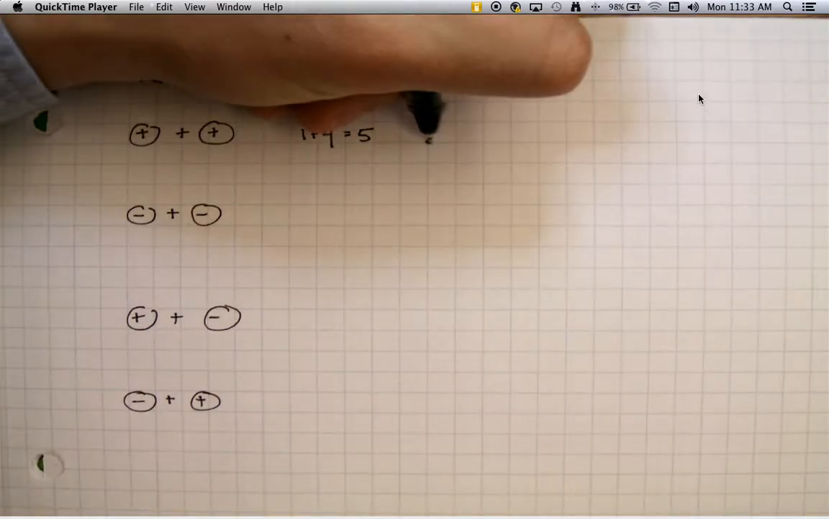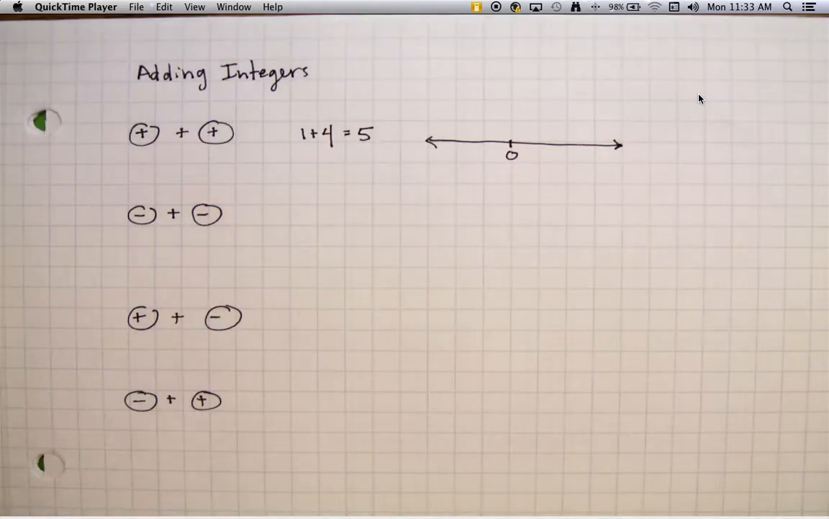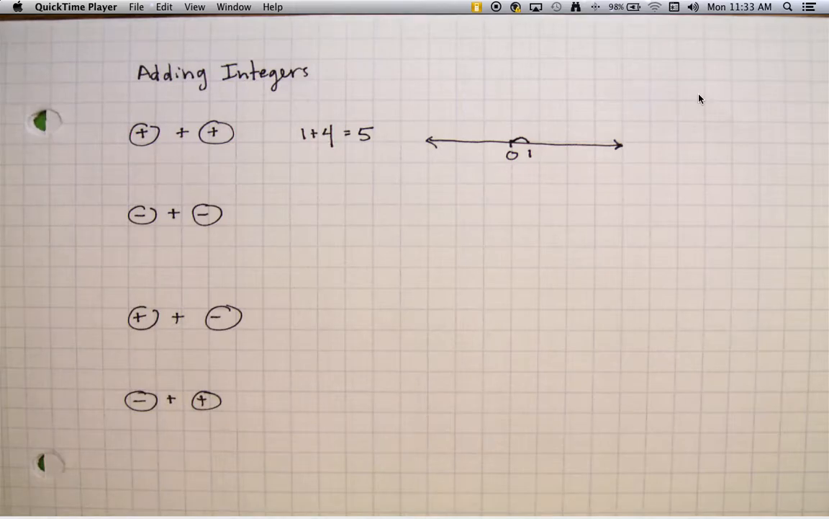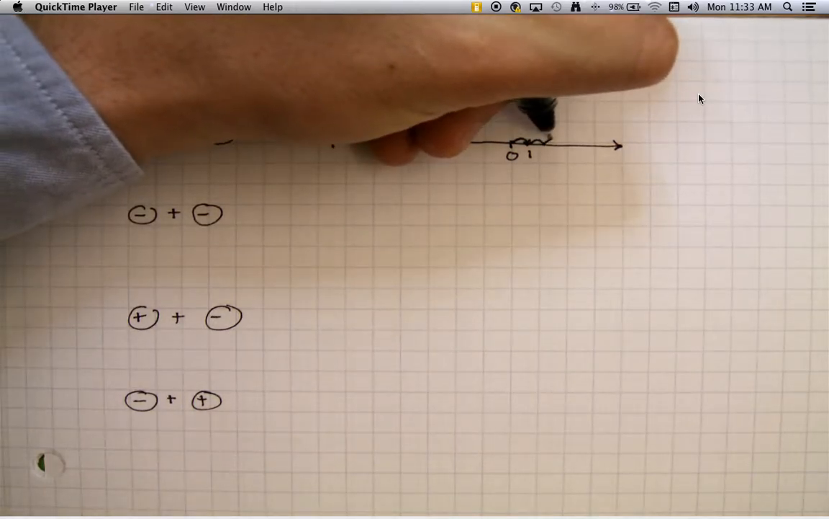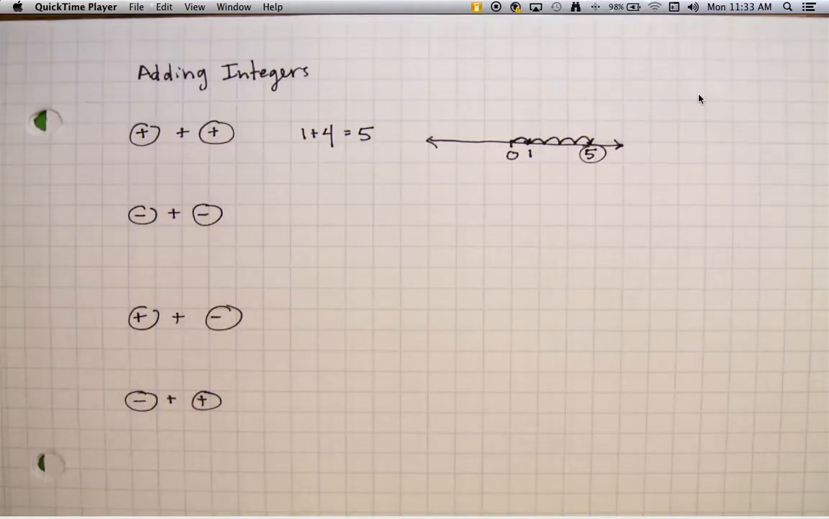If I sketch my number line, this problem is telling me to start at 0, take 1 jump to the number 1, and take 4 more positive jumps to the number 2, 3, 4, 5. There we go. We can model adding 2 negatives similarly.